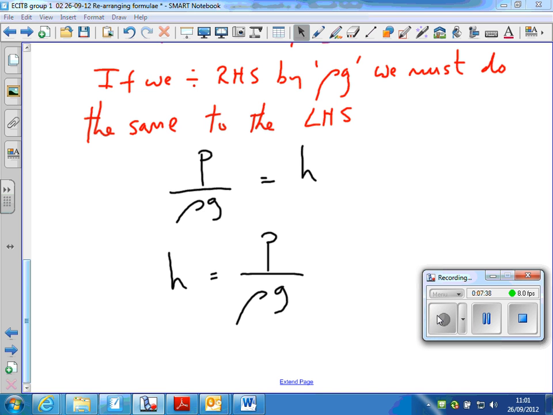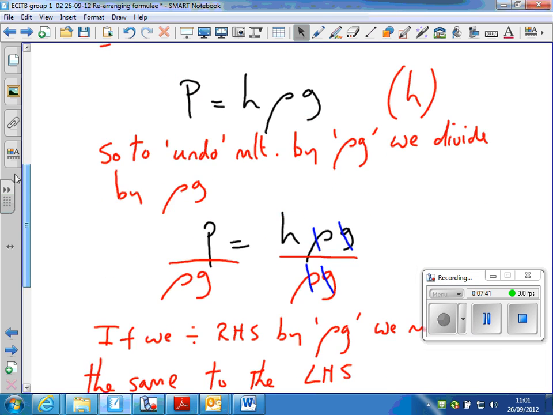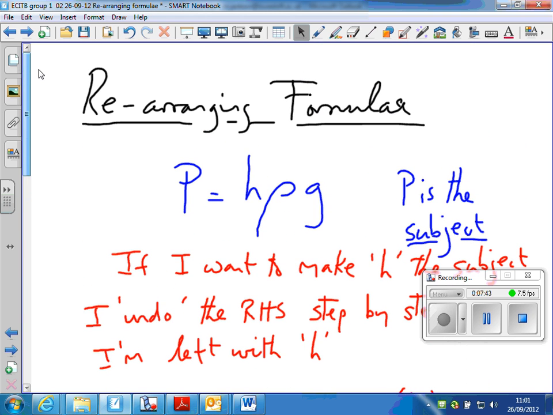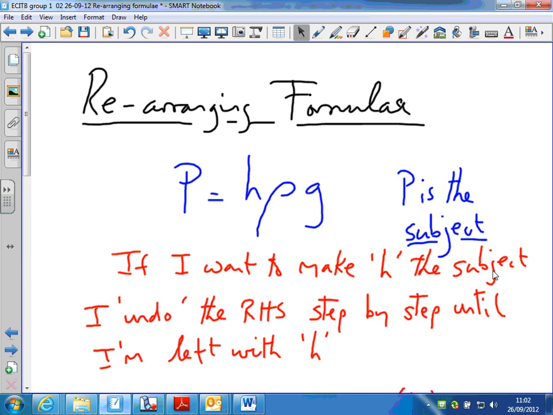Okay. So just to quickly recap this, we've got a formula, P equals h rho g. At the moment, P is the subject, but I want to make h the subject. And this is the generic thing we do with any formula. We ask ourselves the question, what have I got to do to the right-hand side to undo the other elements, apart from h, which is what I'm after? I've got to get rid of the rho and g.